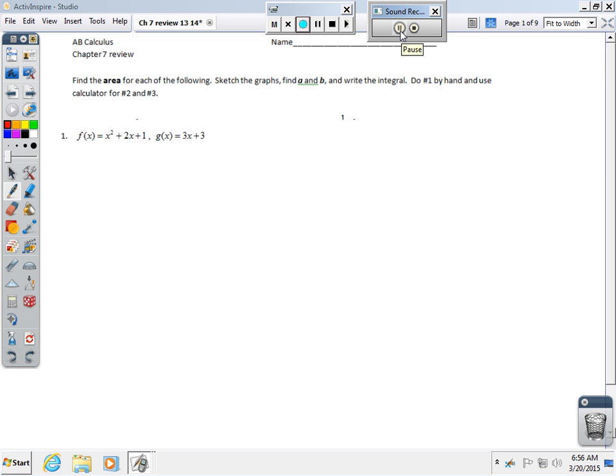All right, here we go, Chapter 4 review. I'll do the first three as this video. This is just finding the area in between two curves. Let's see the directions. Do number 1 by hand and use a calculator for 2 and 3. Okay, first thing we're going to do is graph these.